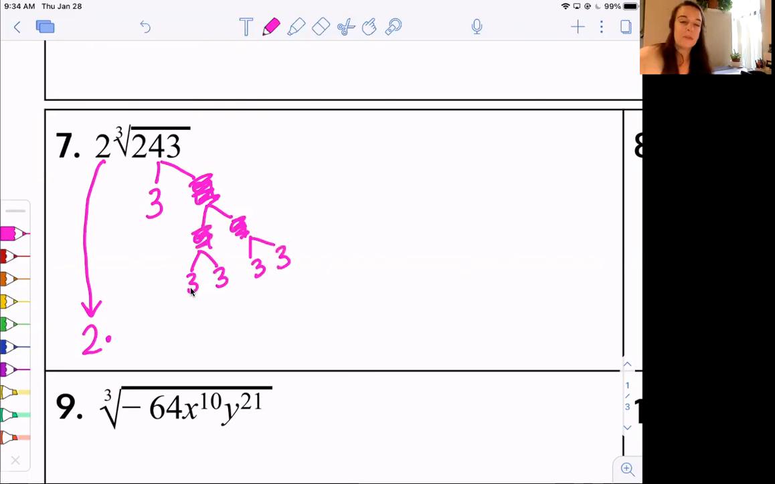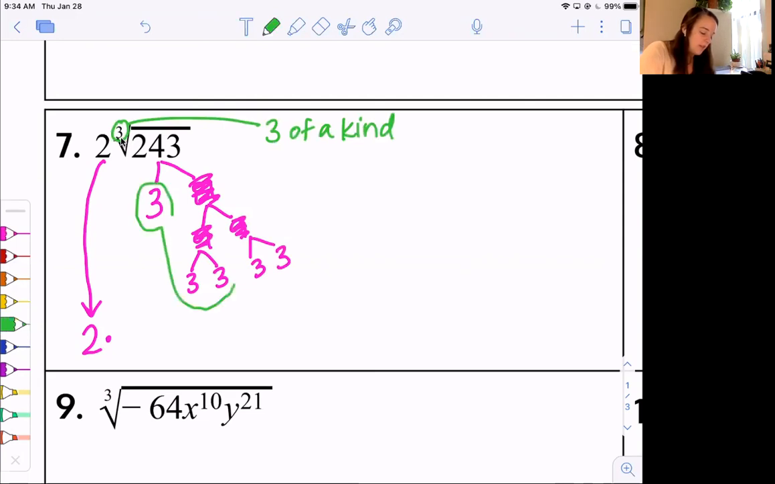So in the previous example, I would have circled these 3s and circled those 3s. However, I need groups of 3. This index of 3 is telling me that I need 3 of a kind. So I'm going to circle this one and these 2 together. That's going to go to the outside to make a 3. And then I have a 3 and another 3 left over on the inside. So on the inside of my cube root, I have 3 times 3.